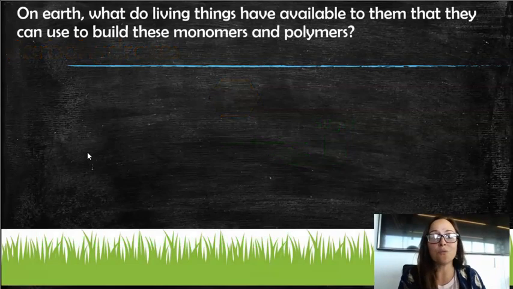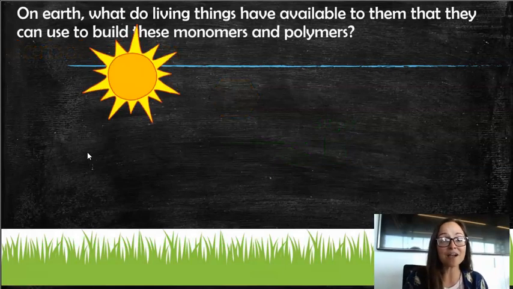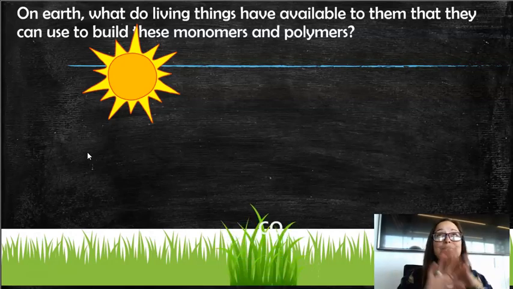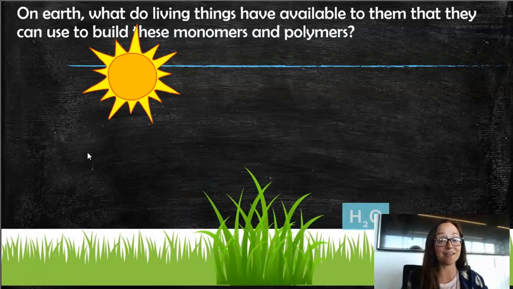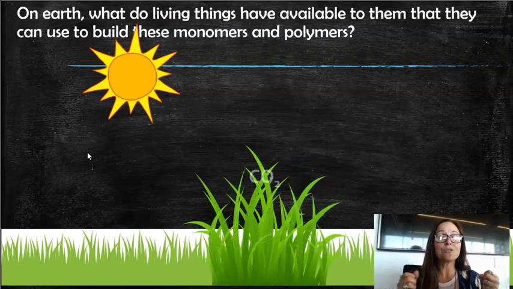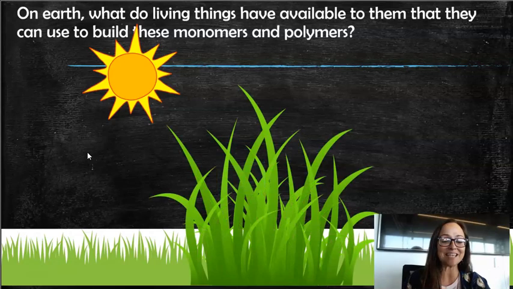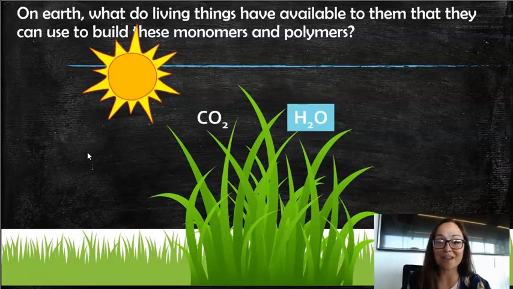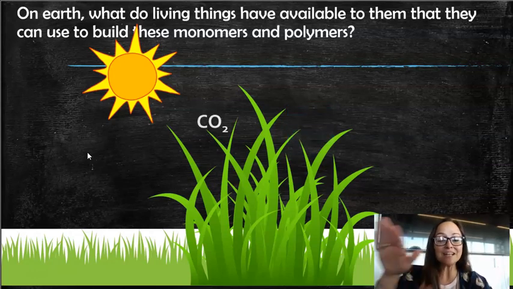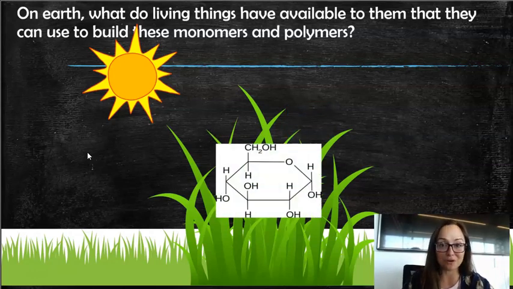So on Earth, though, what do we have to build these monosaccharides? And this is where the beauty of photosynthesis comes into play. Plants are amazing organisms that are able to take abiotic, or not living things, carbon dioxide and water, and through the power of the sun are able to rearrange these atoms, the C, H, and O from carbon dioxide and water, into a molecule of glucose.